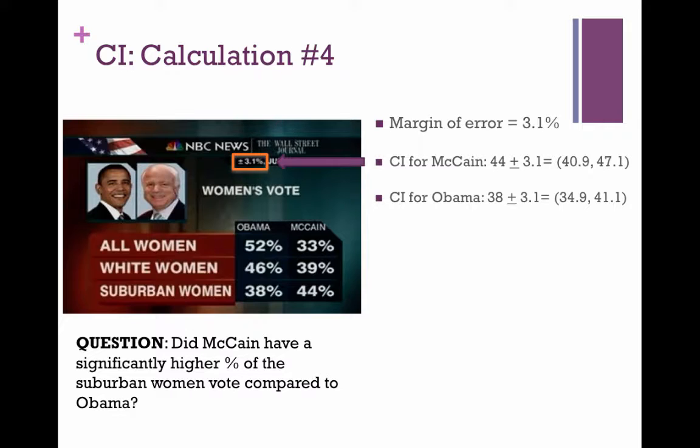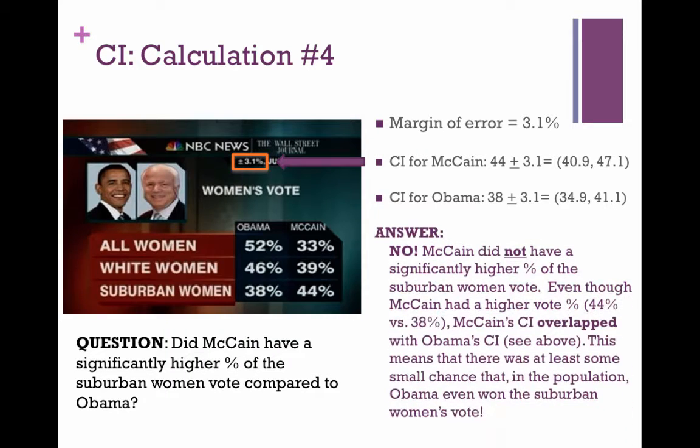So now that we know the confidence intervals for both Obama and McCain, we want to know, did McCain have a significantly higher percent of the vote? Well, we see that McCain has a vote anywhere between 40.9 to 47.1, whereas Obama has a vote as low as 34.9 or as high as 41.1. So thinking about this, no, McCain does not have a significantly higher percent of the suburban women vote.